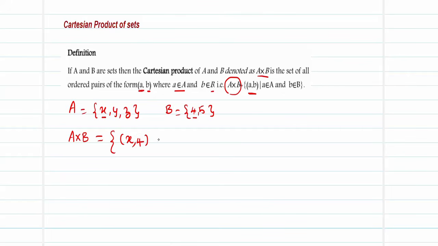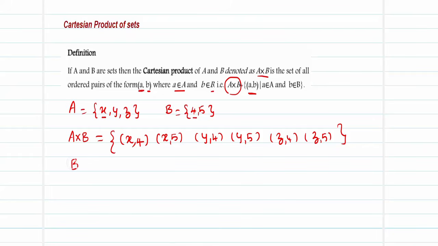So, x comma 4 is an ordered pair. The next ordered pair is x comma 5. The next ordered pair is y comma 4. And now y comma 5. Next I have z comma 4 and next I have z comma 5. So, this is my Cartesian product A cross B.